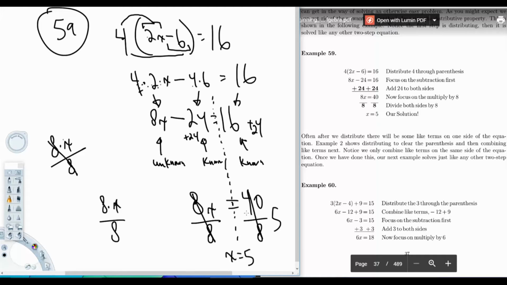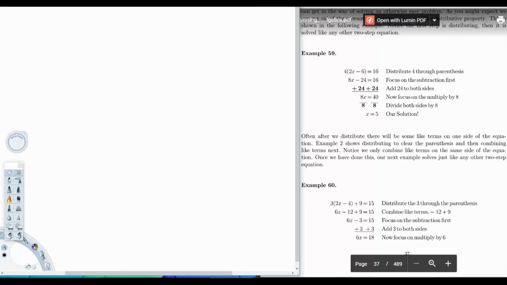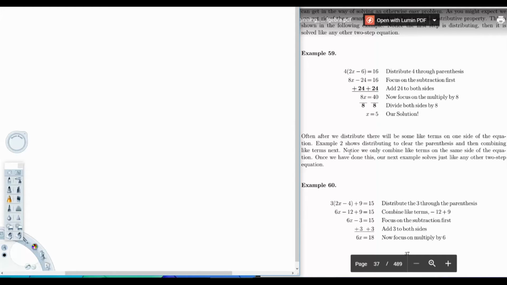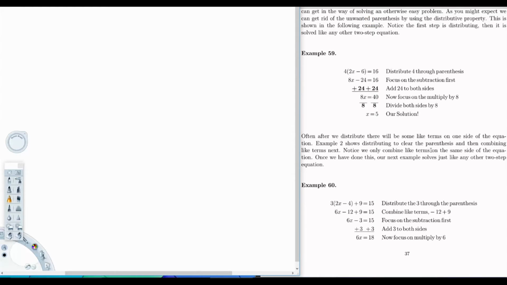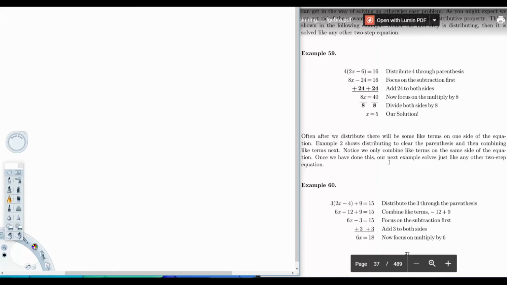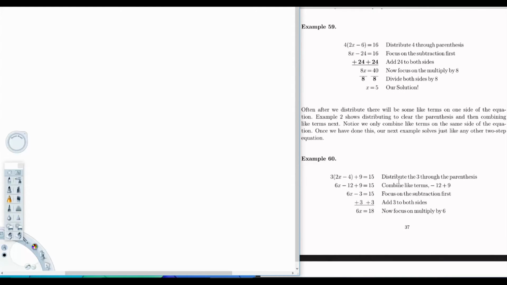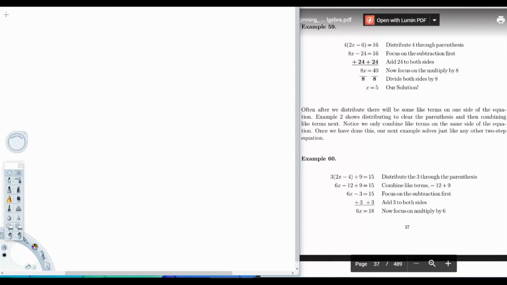Let's keep reading what they say. Often after we distribute, there will be some like terms on one side of the equation. Example 2 shows distributing to clear the parentheses and then combining like terms next. Notice we combine like terms. We only combine like terms on the same side of the equation. Once we have done this, our next example solves just like any other two-step equation. So we're adding a step. Let's do this one a bit more quickly.